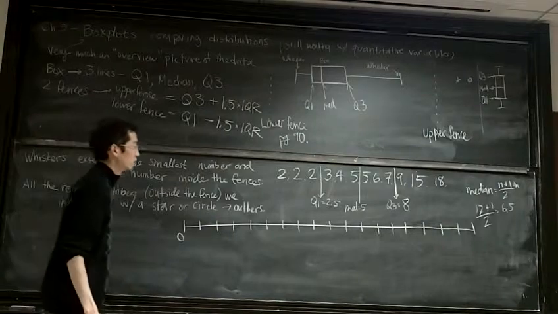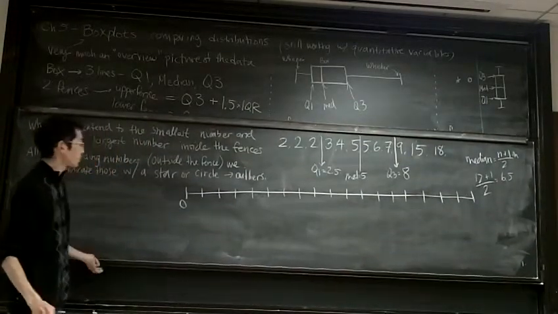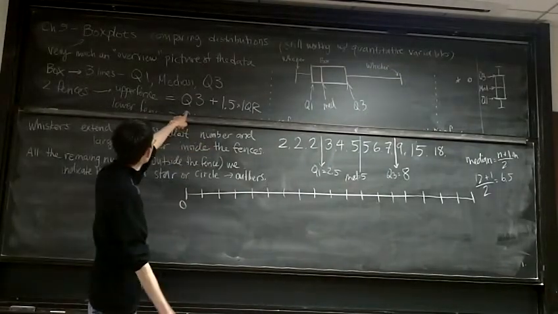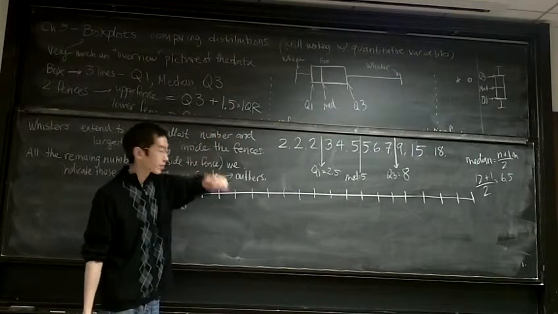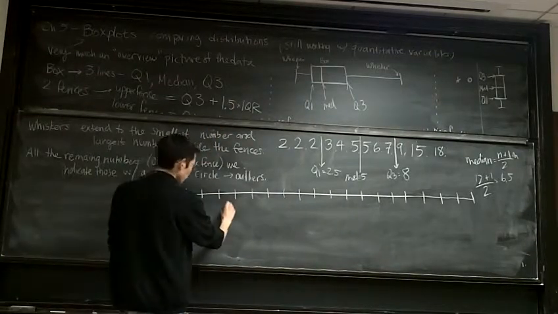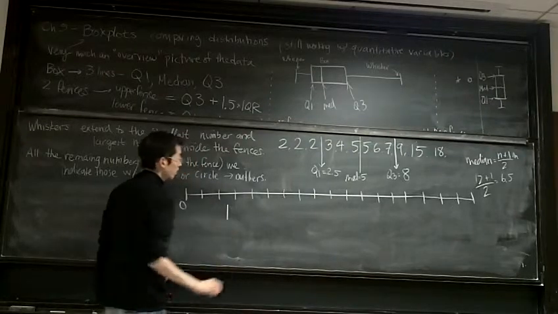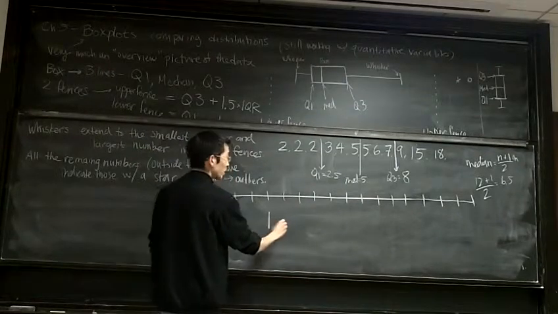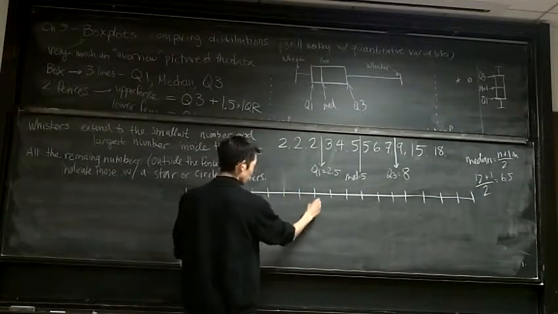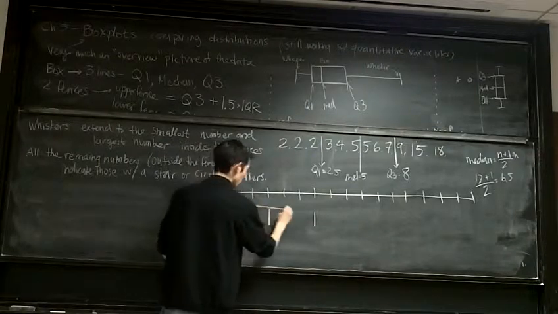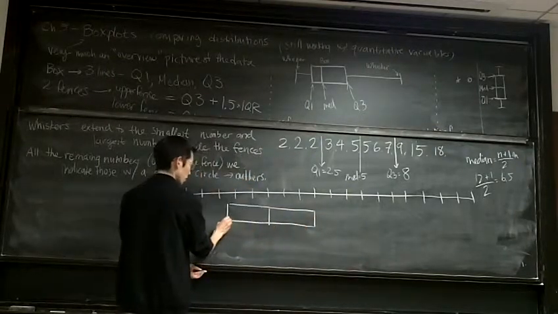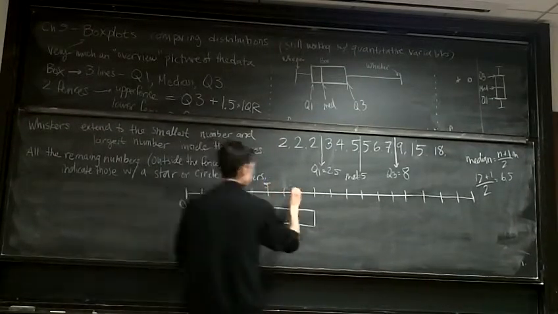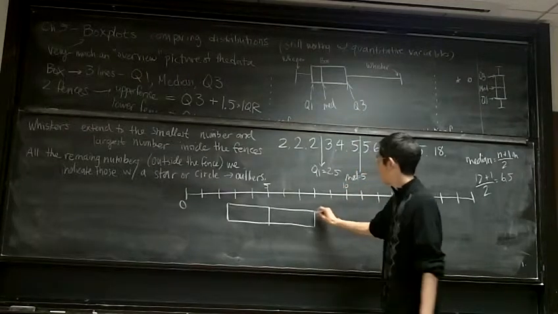Time to do a good job of here. All right. So my box is Q1, the median, and Q3. Q1 is at 2.5, so I draw a line at 2.5. My median is at 5, right there, and Q3 is at 8. Okay, so this is my box: 2.5, Q1, this is the median, 5, and Q3 is at 8.